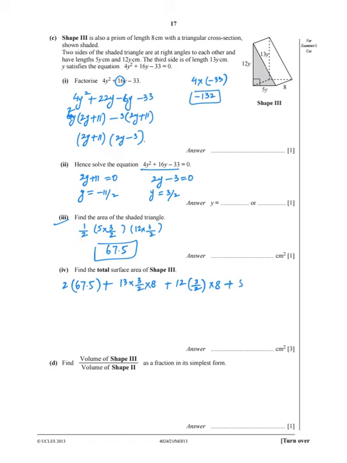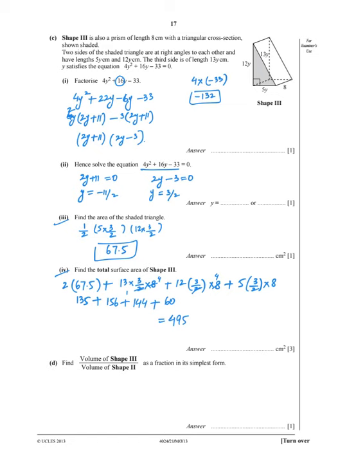Alright, so it's 5 and the value of y is 3 upon 2 times 8. So we need to add all these values. After adding all those values, you will get the total answer, and that is equal to 495. That is the total surface area in part 4.